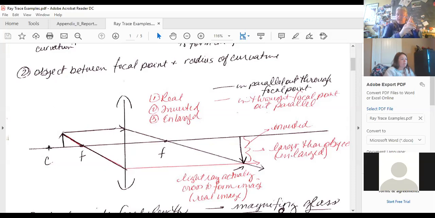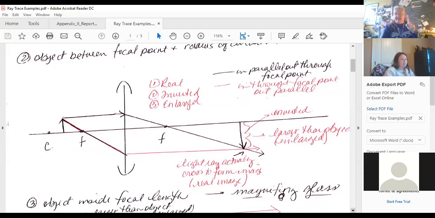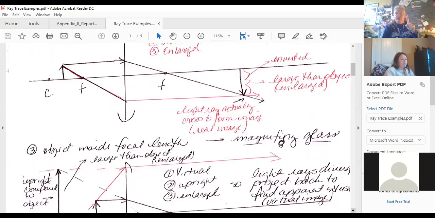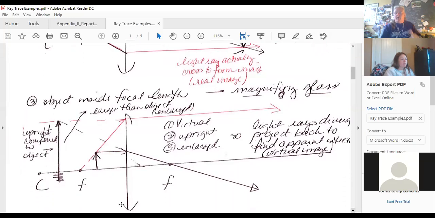But remember I said I don't like calling them converging lenses, because this is converging: these light rays are actually coming together here to form the image. You can force this situation to become diverging, and that is when you put your object between the focal point and the lens. So you're inside the focal point.